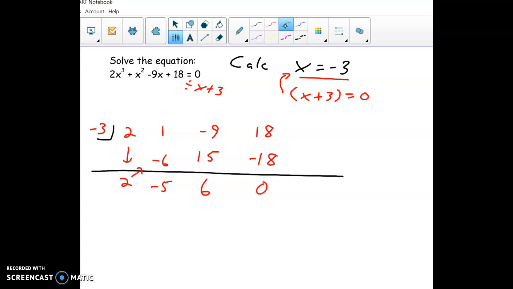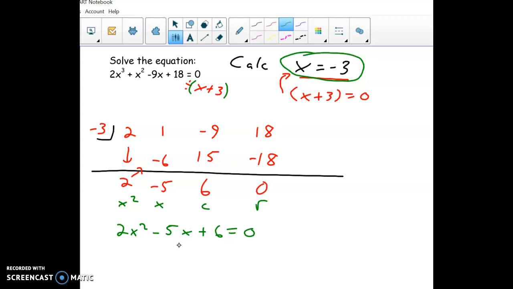Right? So if we do this right, we should get a remainder of 0. If it evenly divides, if this little thing is truly a factor, then it'll evenly divide that polynomial. So we get a remainder of 0, and what we're left with is 2x squared minus 5x plus 6. Okay, so we're going to solve that to get our other two answers. Remember, we still have 1 from our calculator, but we're going to get 2 more from what remains here.